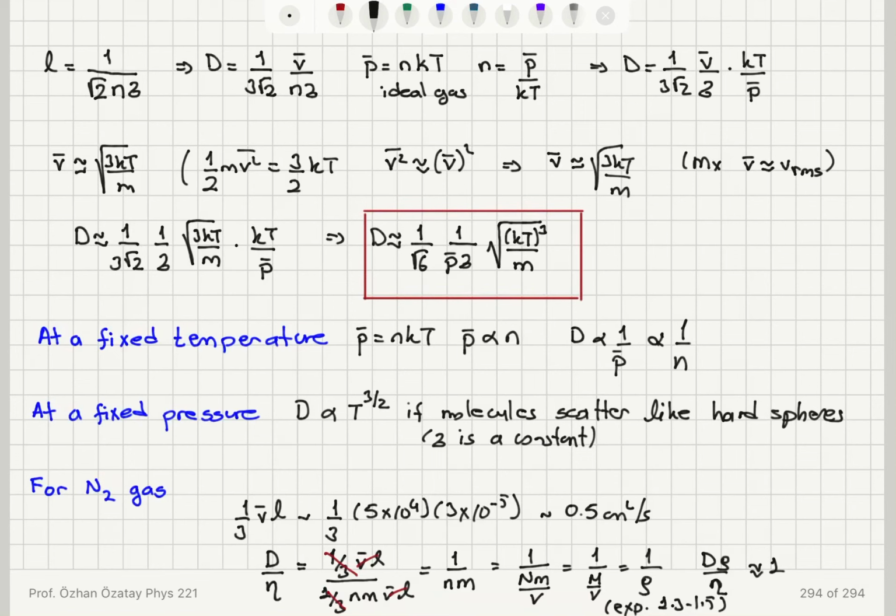And for nitrogen gas, if you substitute into 1 over 3 V bar L typical values, we find a typical value of diffusivity is 0.5 centimeters square per second. And the ratio of diffusivity to coefficient of viscosity is 1 over the density, and D rho over eta should be of the order of 1, but we find that experimentally it's 1.3 to 1.5, which is due to the approximations that are involved in this calculation.